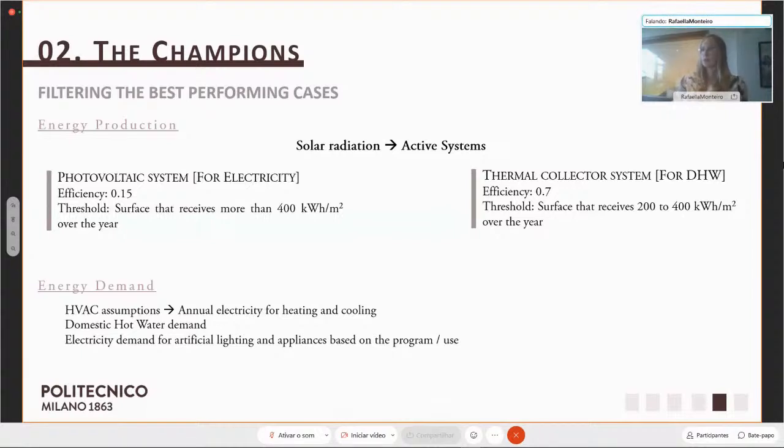In this second chapter, we will transform what was solar radiation into active systems, assigning a photovoltaic system to cover the electricity demand and a thermal collector system to account for the domestic hot water demand. And they are distributed according to the solar radiation threshold falling on the surface. On the energy demand side, we assume some HVAC systems that make it possible to offset the energy demand with the production. It's important to say here that so far, for this filtering process, the artificial lighting electricity is not based on the daylighting condition, but is based on the program and the square footage only.